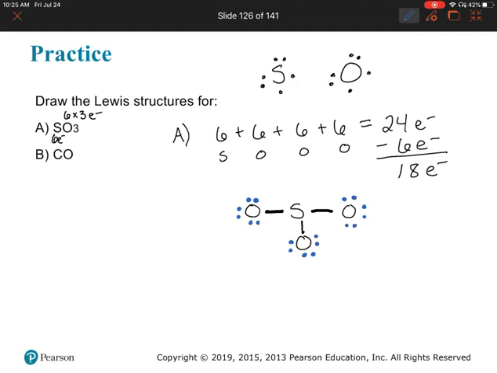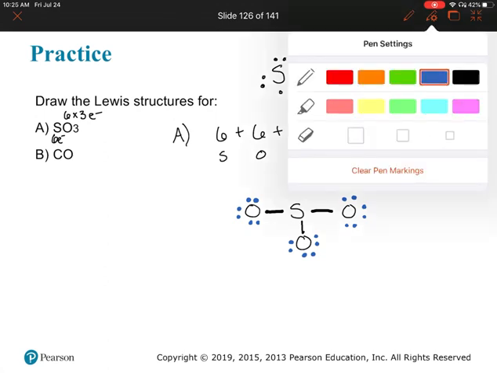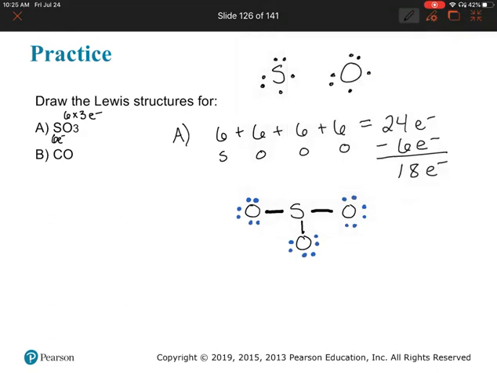It looks like we've used 2, 4, 6, 8, 10, 12, 14, 16, 18 electrons. Now let's go through and make sure everything has an octet. I know each of the oxygens has an octet because I made sure that they did. So this oxygen is happy, that oxygen's happy, this oxygen's happy. What about sulfur? Does sulfur have 8 electrons? No, sulfur only has 6 electrons, so it is not happy.